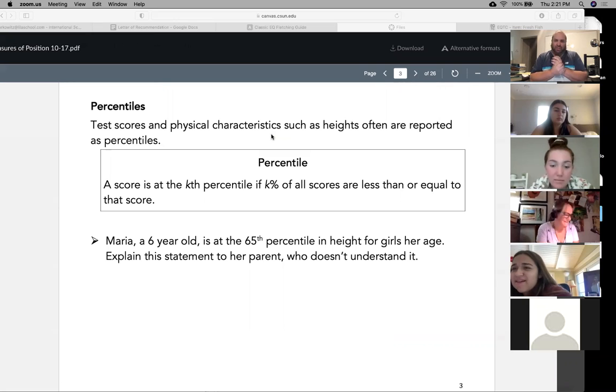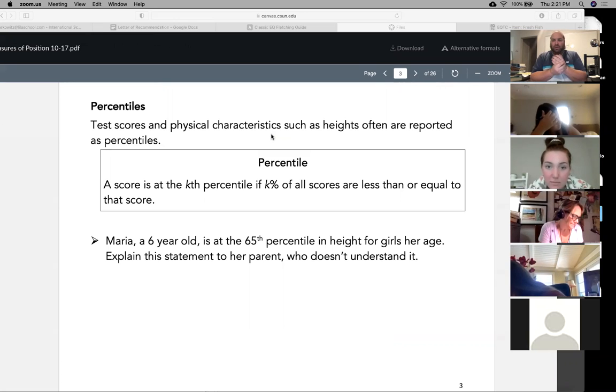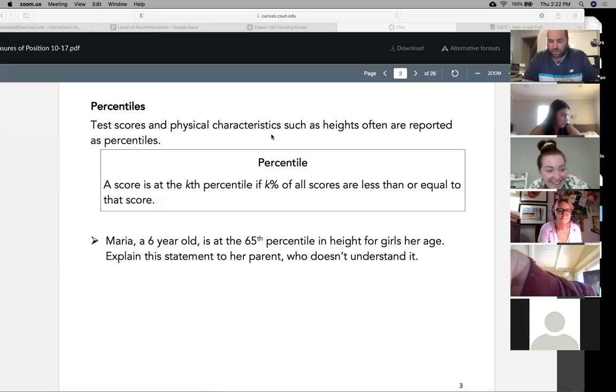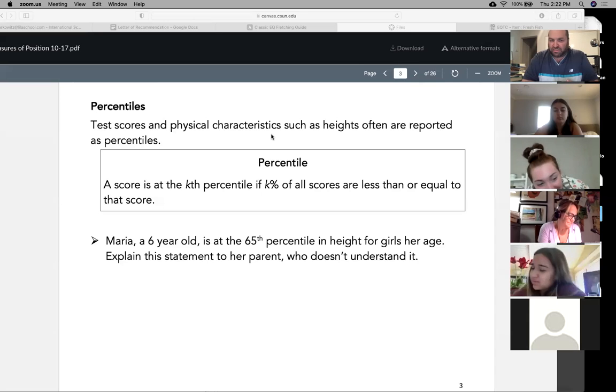Test scores and physical characteristics such as heights are often reported as percentiles. A score at the kth percentile means k% of scores are less than or equal to that score. If you are at the 30th percentile, that means 30% of the data points are less than your value. If you're at the 80th percentile, that means 80% are less than your value.